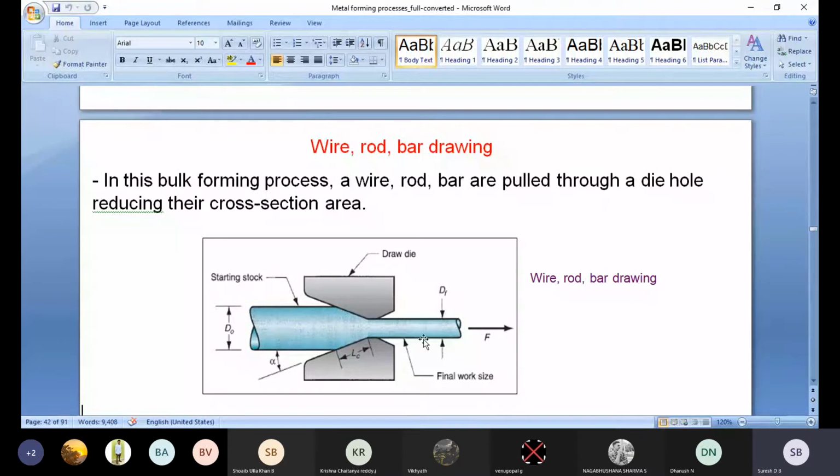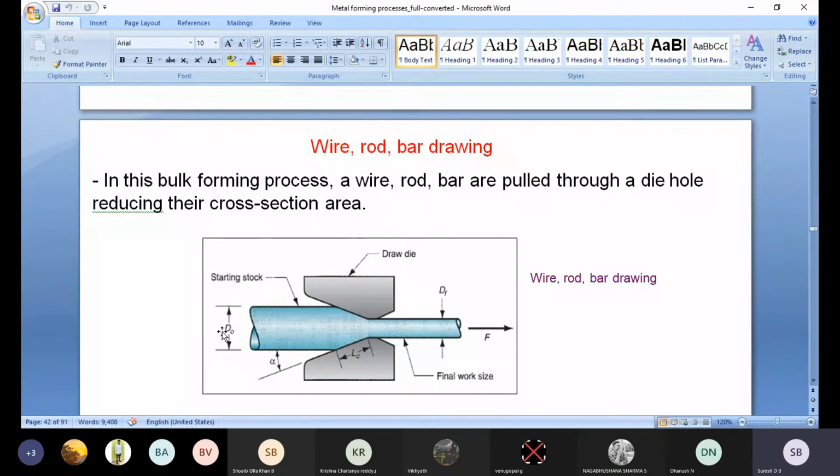Due to the external load, the material is compressed, then elongated by plastic deformation. Here d naught is the original diameter of the raw material or billet. Without any force or compression, that diameter is called the original diameter of the specimen. After the specimen is fed in between the two dies and compressed, its diameter is reduced. That diameter is called the final diameter of the specimen.